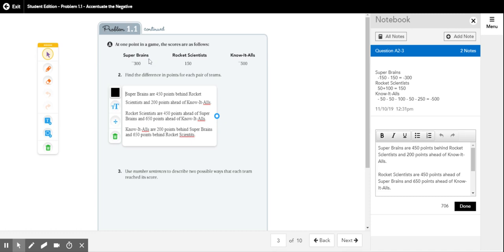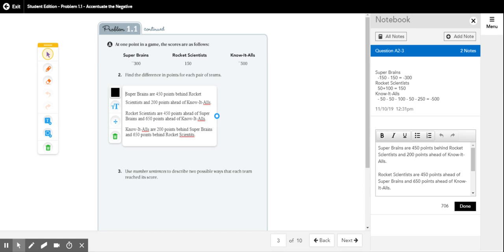Super brains are 250 points ahead of know-it-alls. So you can see that if they were both at negative 300 points and know-it-alls got a question wrong that was worth 200, they would be behind super brains by 200 points. Or if they were both at negative 500, and super brains got a 200-point question correct, they would end up at negative 300. So 200 points closer to 0 than know-it-alls. Therefore, they're 200 points ahead.